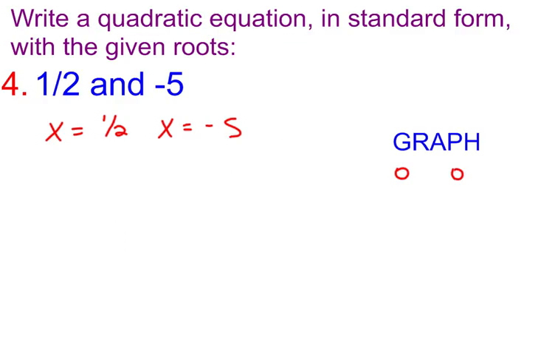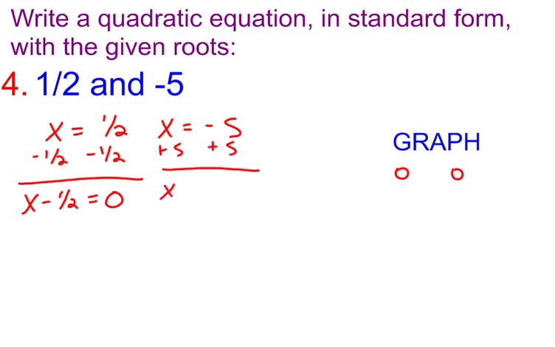So for this problem, if they're saying x equals 1/2 and x equals negative 5, I want to go so I can say x equals 0. So here I would minus 1/2. X minus 1/2 equals 0. Add 5. X plus 5 equals 0.